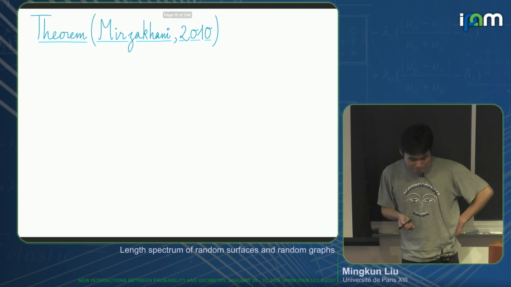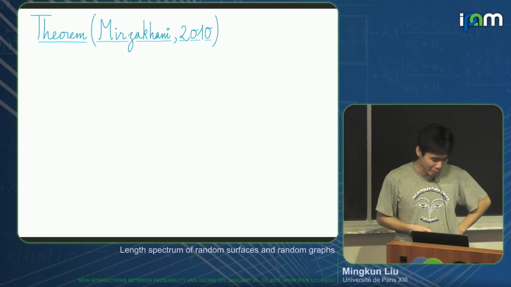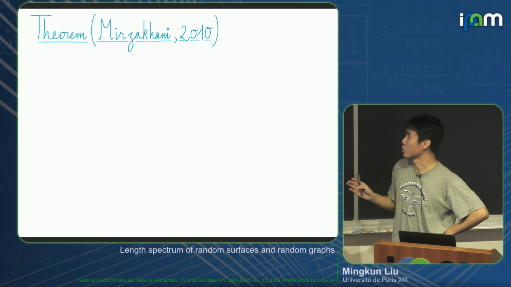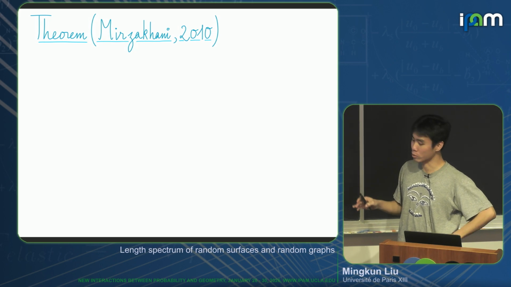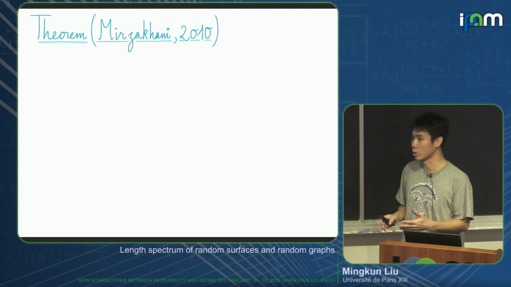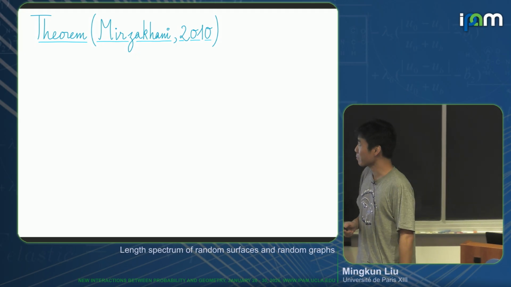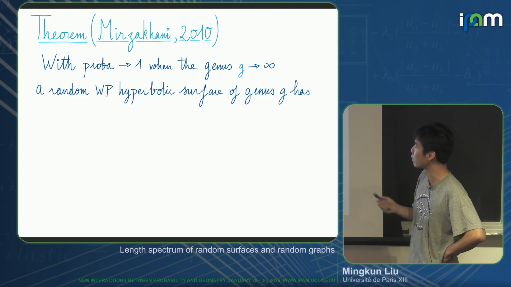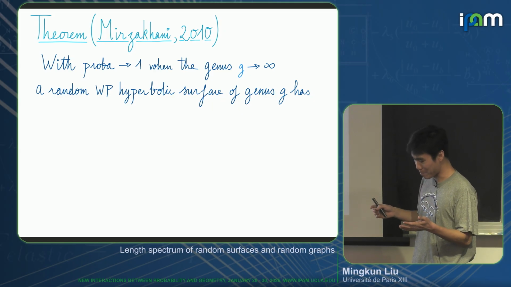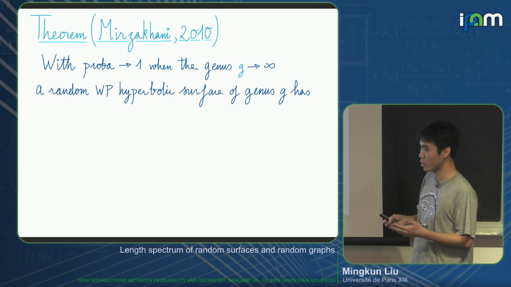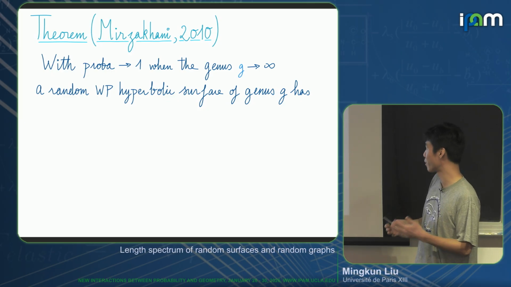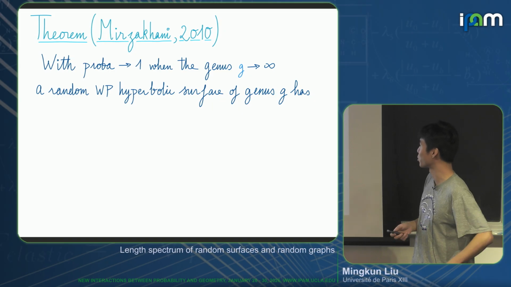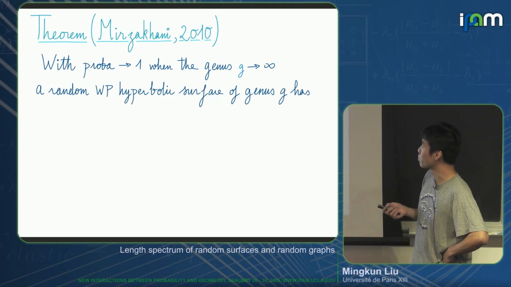OK, so they did lots of things in these 2 papers, but let me just show you 2 results in Mirzakhani's paper that I think represent the style of results that they were after. I will start with a very informal statement. I will give more precise definitions later. Roughly, if you pick a random Weil-Petersson hyperbolic surface, which I didn't define yet, of genus g, when the genus becomes very big, the following happens with very high probability.